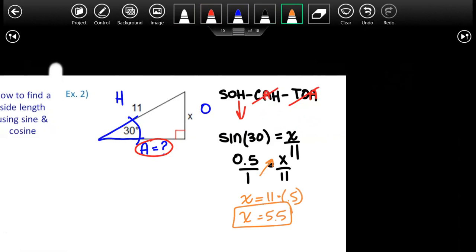Is this easy or hard? It helps when you have it structured, right? There's a lot less guessing when you just write out SOH CAH TOA. It does help it out. Cool beans? Can we try one of these out?